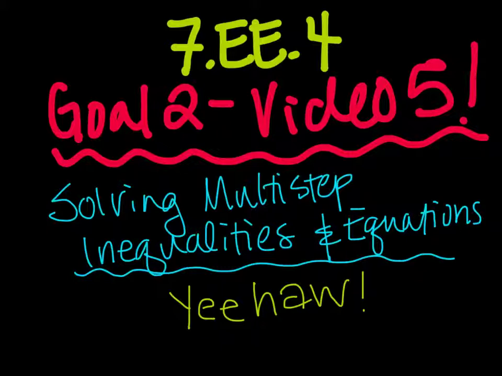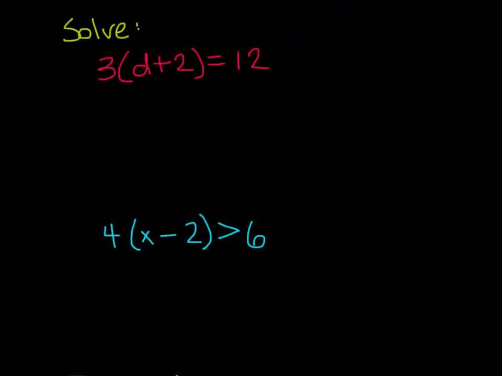So let's start with a couple of problems. Our first couple of problems: let's solve 3 times (d plus 2) is equal to 12. And then we also have 4 times (x minus 2) is greater than 6. To start out, let's do the first problem here: 3 times (d plus 2) is equal to 12.